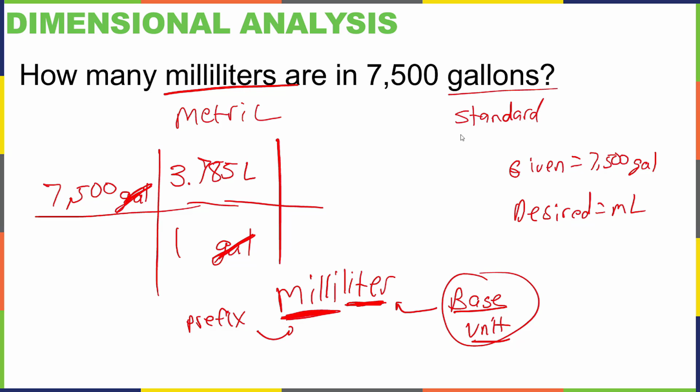But this is a two-step problem here. What unit are we currently in? We're currently in liters, because gallons canceled out. But is our desired unit liters? No, it's milliliters. And so for the third step of the problem, you could write liters here, and that would cancel out, and you could just have your final unit of milliliters, and you'd be good to go. Or we can just go back.